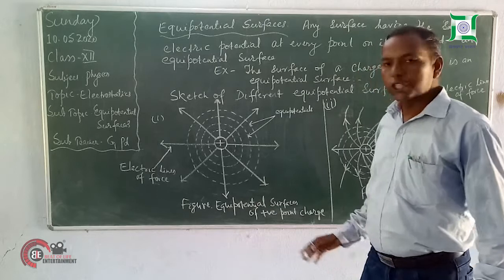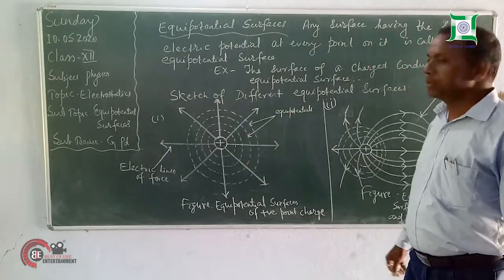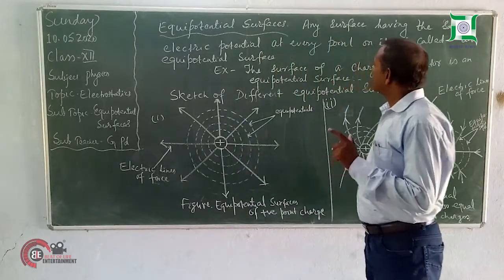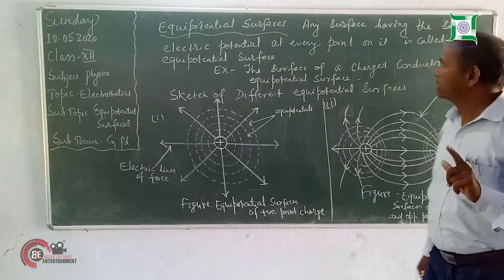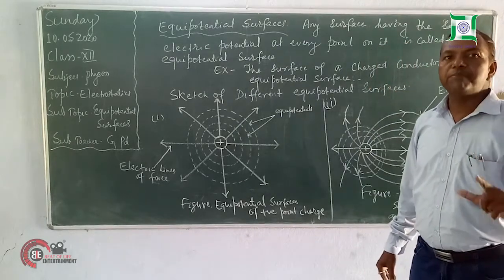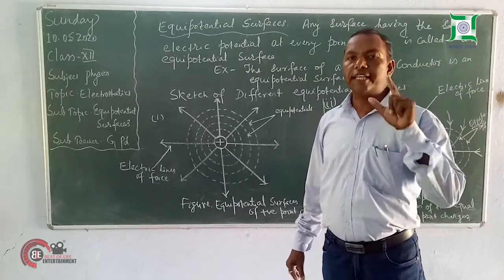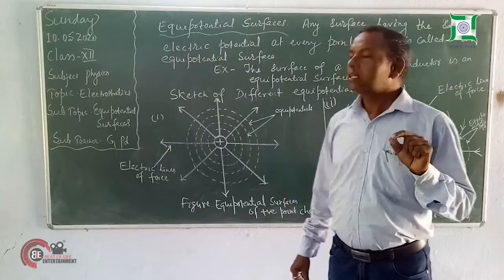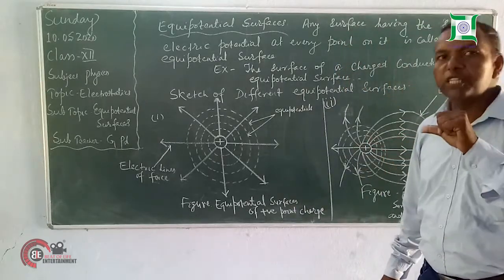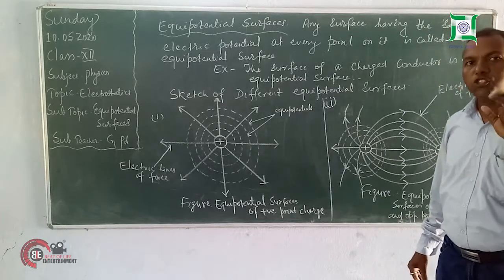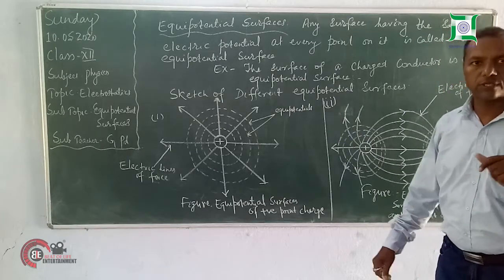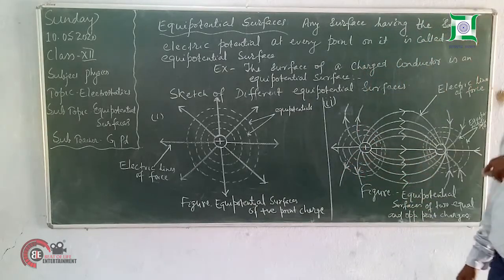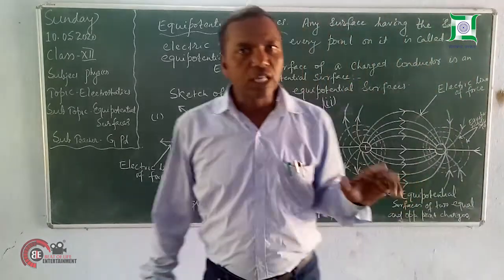ये समविभव सतह, इक्विपोटेंशियल सरफेस क्या है? Let us understand. Any surface which has the same electric potential at every point on it. It means वैसा कोई सतह जिसके सभी बिंदुओं पर विद्युत विभव का मान समान होता है, वह इक्विपोटेंशियल सरफेस कहलाता है. Any surface having the same potential at every point on it is called an equipotential surface.